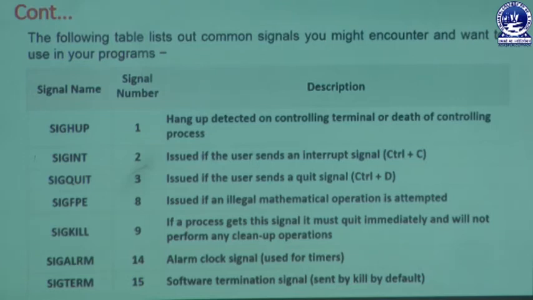The next signal we are learning here is known as SIGTERM, and its number is 15. This is the software termination signal, which is sent by kill by default. Whenever this signal is forwarded, we need to kill the whole process activity.